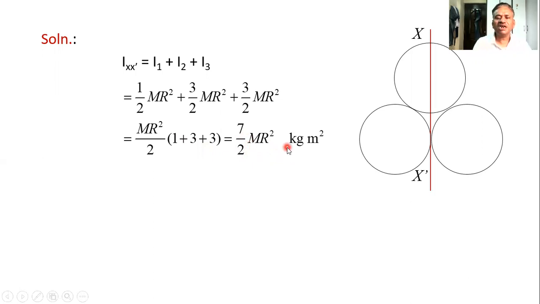What is the unit of moment of inertia? It is kg meter square. Why? Moment of inertia equals mass into the square of the distance. The mass unit is kg, the distance unit is meter, and it is squared. That's why it is called kg meter square. That's a very interesting problem.